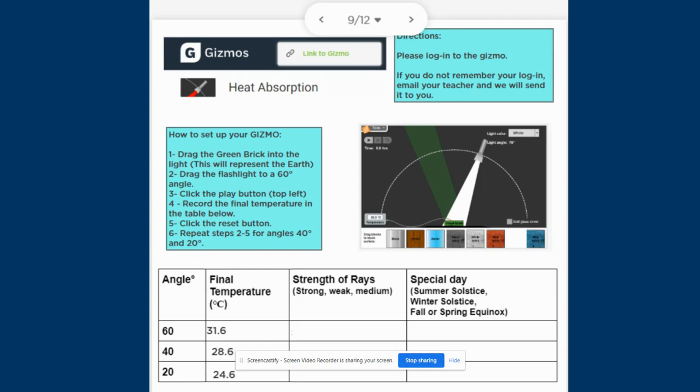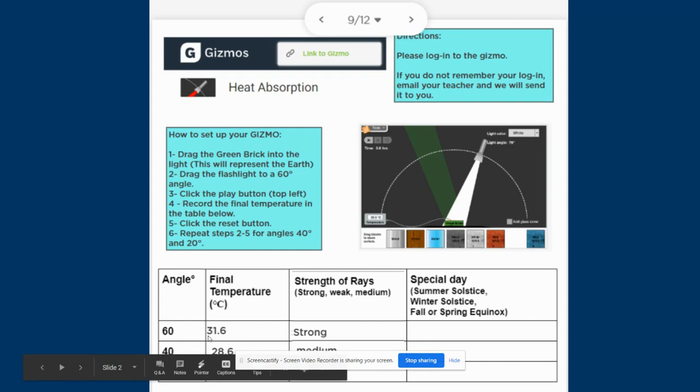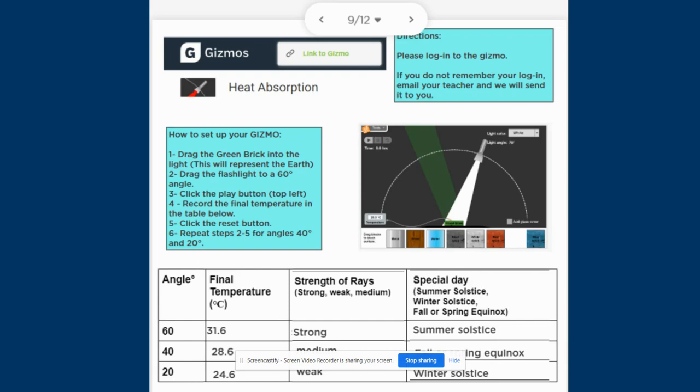Based off of those final temperatures, we can figure out that the strength of the rays went from strong to medium to weak. If we were to compare, we would know that since 31.6 is the highest temperature, that would be the strongest ray. And then so on and so forth with medium and the other weak rays that would fall with the 24.6 degrees. When it comes to the special days, they would align as such. The summer solstice would be getting the most direct rays. The winter solstice would get the weakest rays, thus leaving the fall and spring equinox to be that medium amount of rays.